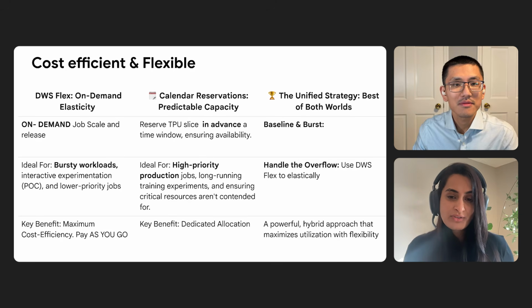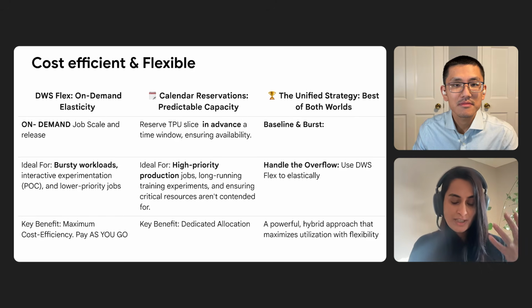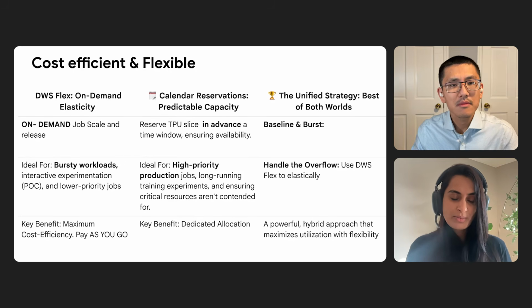And I would use DWS Flex for your burst mode. You can combine both. You can get your calendar for your dedicated, then burst into DWS capacity. Use both of them together, however you like, from dedicated to the burst scenarios.